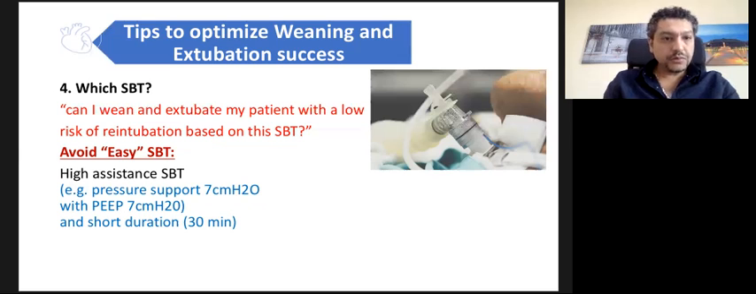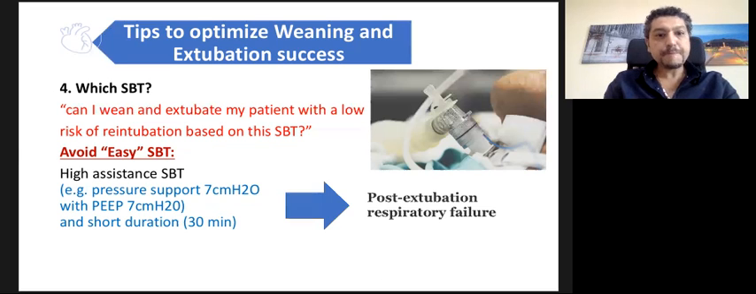So the pressure support should be around 5 centimeter water, not 7 centimeter water, when you start the spontaneous breathing trial. The PEEP should be 0 and not 7 centimeter water when you start the process. And the spontaneous breathing trial should be around 30 minutes. It shouldn't be prolonged because that's more fatigue for the patient. Like we said, if you follow the easy spontaneous breathing trial, it will portend a post-extubation respiratory failure eventually.